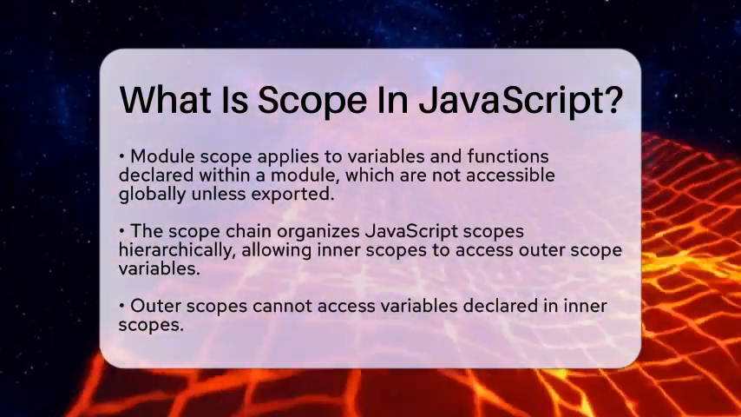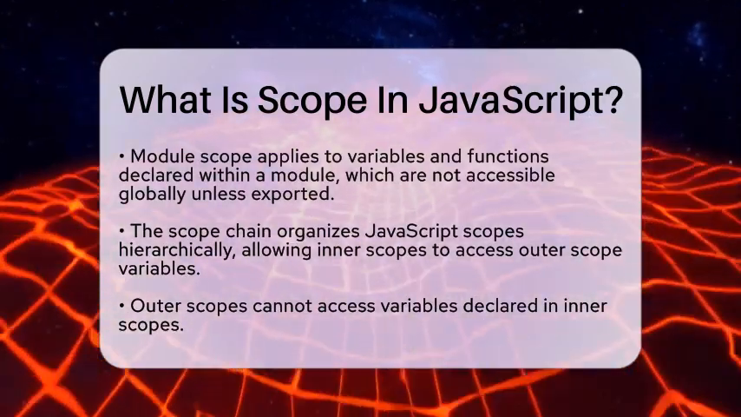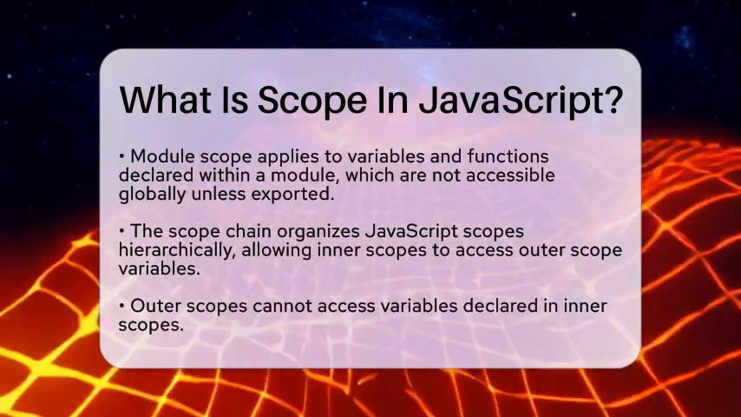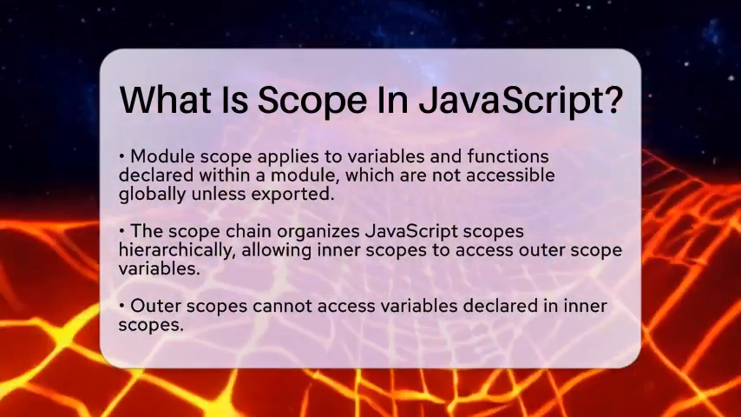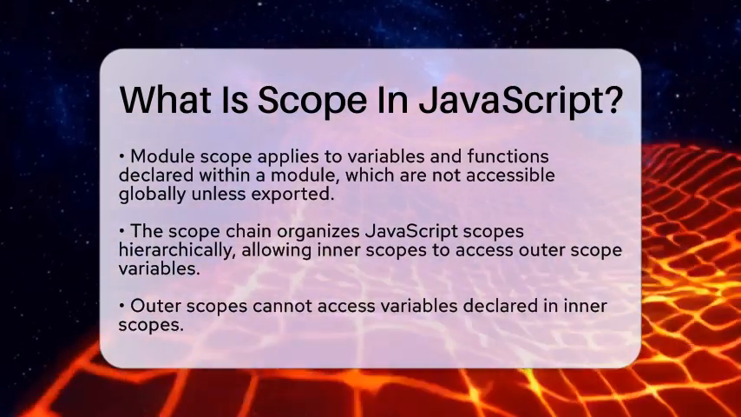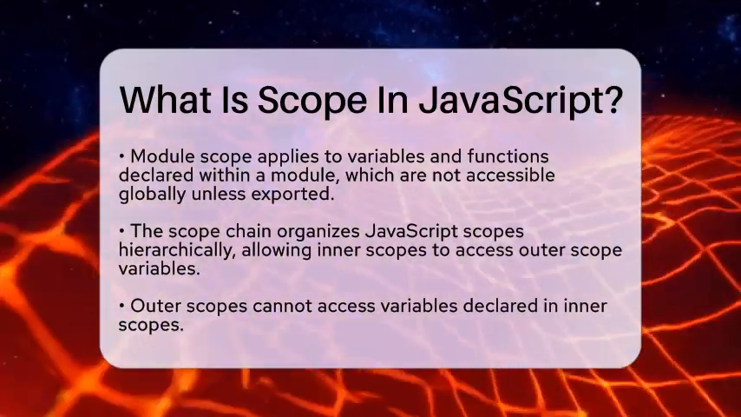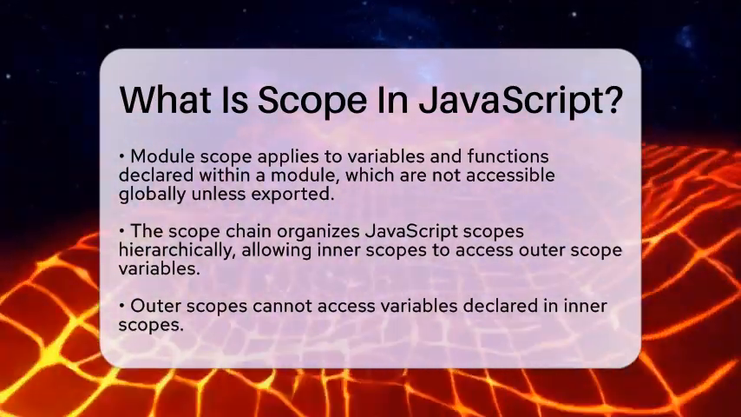Another type is module scope. When using JavaScript modules, variables and functions declared within a module are scoped to that module and not accessible globally unless explicitly exported. This helps in organizing code better and avoiding conflicts.